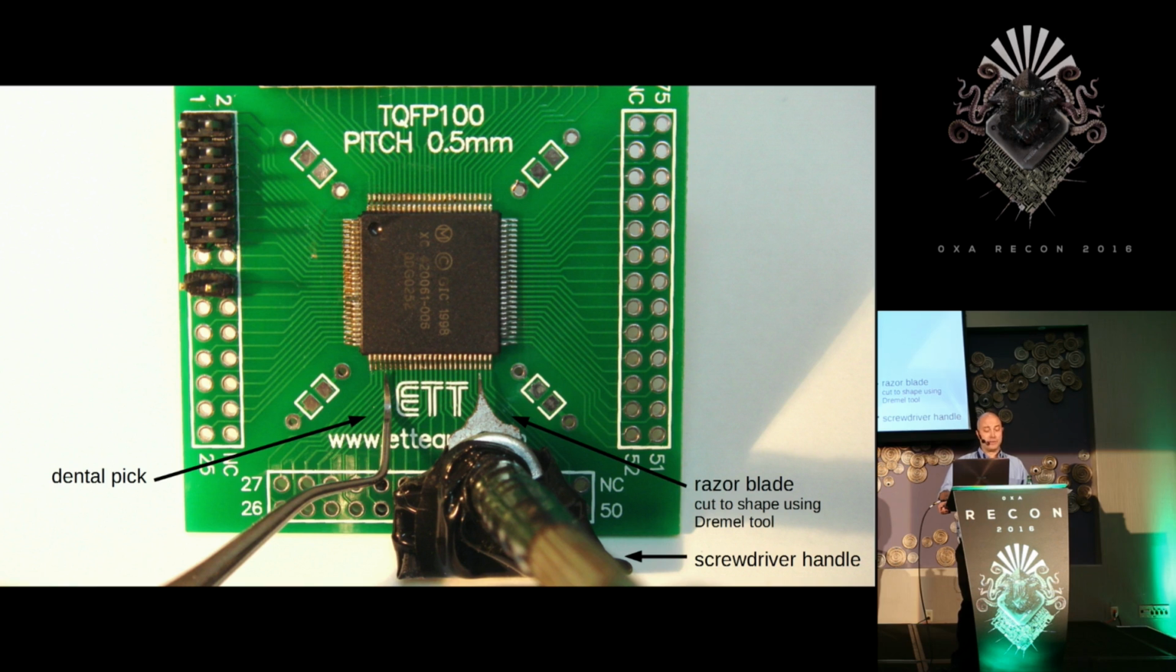I cut it out using a Dremel tool. I attach it to the handle of a screwdriver. This tool could be wedged under a pin, and then some hot air on the solder will release the pin, and the pin can be lifted straight up without damaging any of the other pins.